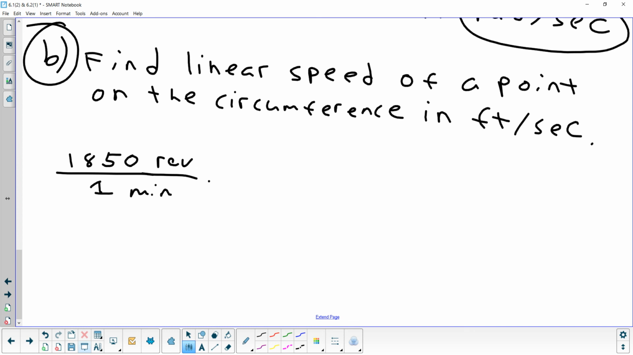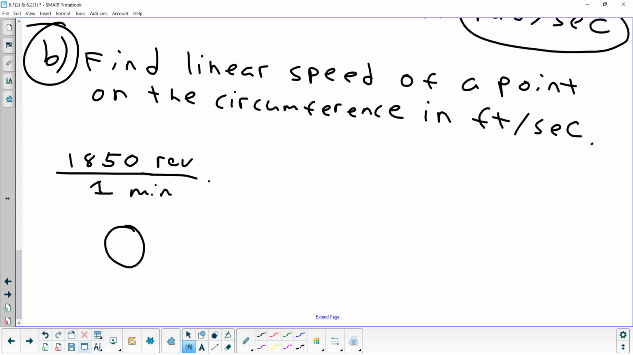Now, converting minutes to seconds, that's easy. We'll do that after. But what I'm more interested in is converting revolutions to feet. So, what's a revolution? Can someone describe that to me a different way? I can give you a hint if you don't get it. Going in a circle once. Right, it's really like a circle going one time.